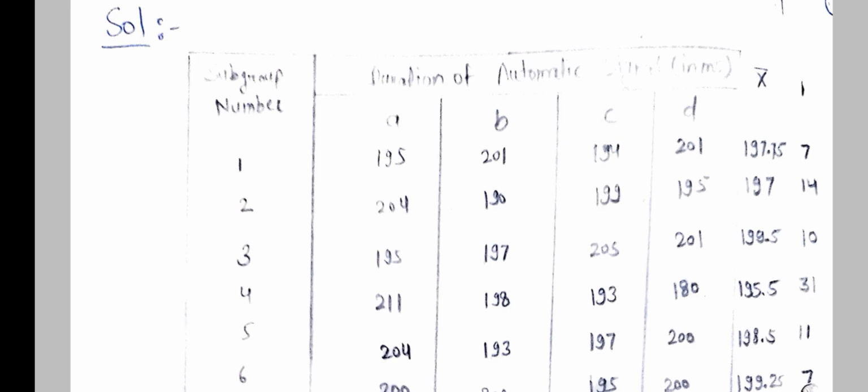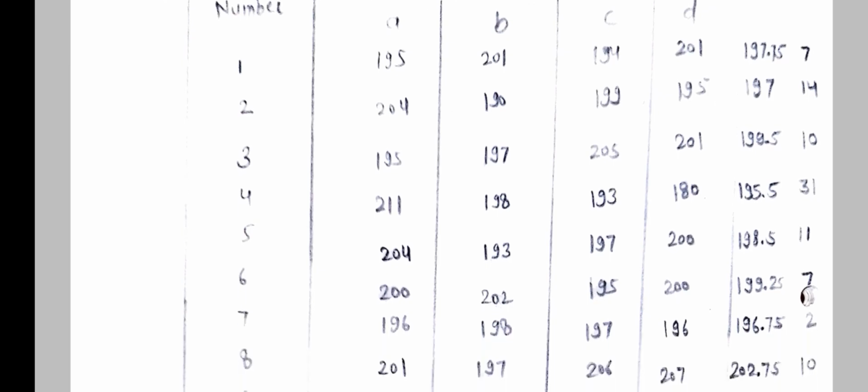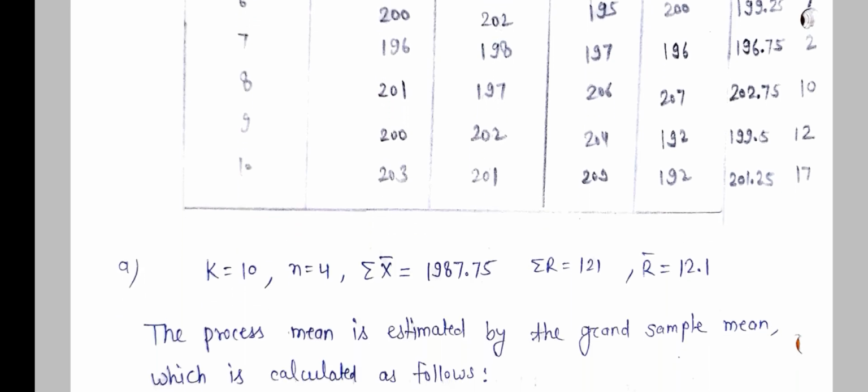And the value of R is calculated by the maximum number minus the minimum number, where the maximum number is 201 and the minimum number is 194. So it means that 7 is the range of this first subgroup. Now similarly we will find all the values here.